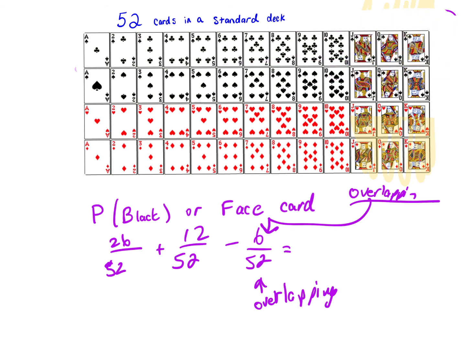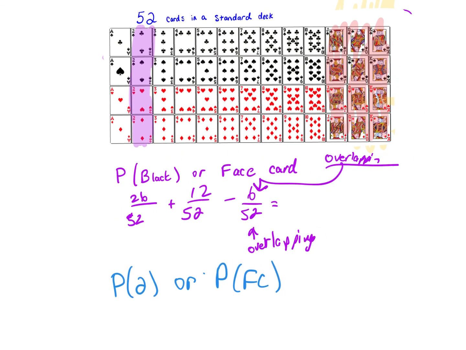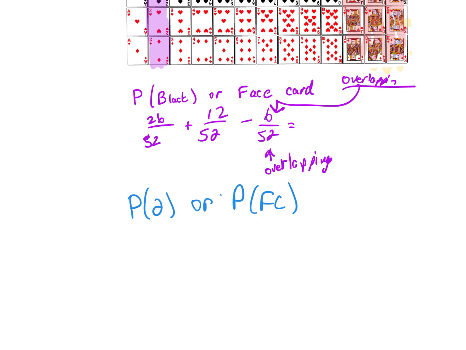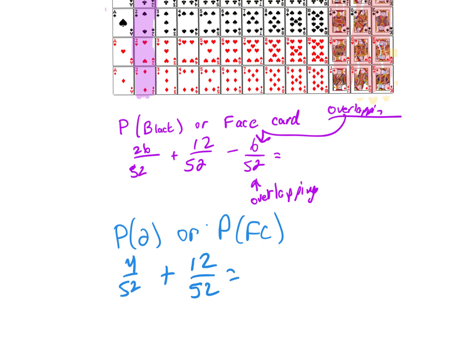What about if I said, what's the probability of getting a 2 or a face card? Are those two things mutually exclusive, or are they overlapping? Probability of a 2 or probability of a face card. Are there any 2s in the deck that are also face cards? No. So you would say 4 out of 52 are 2s plus 12 out of 52 are face cards, right? Do you see that? Yeah, I see that.